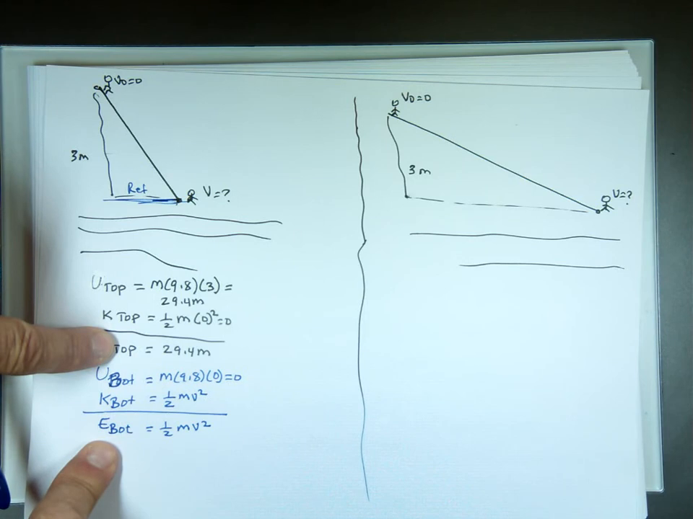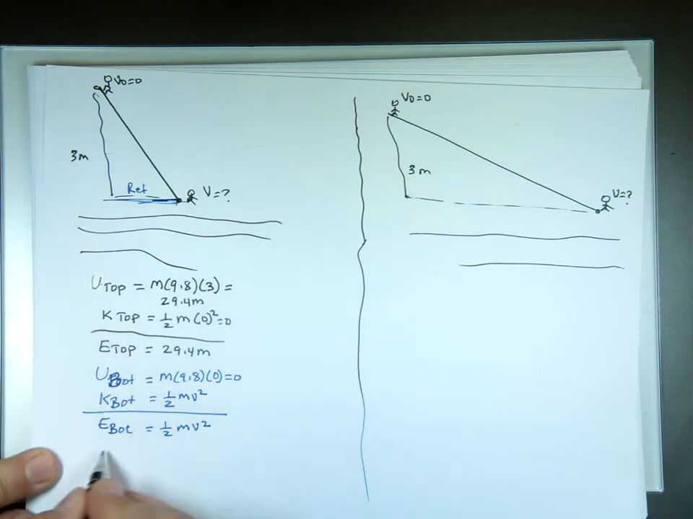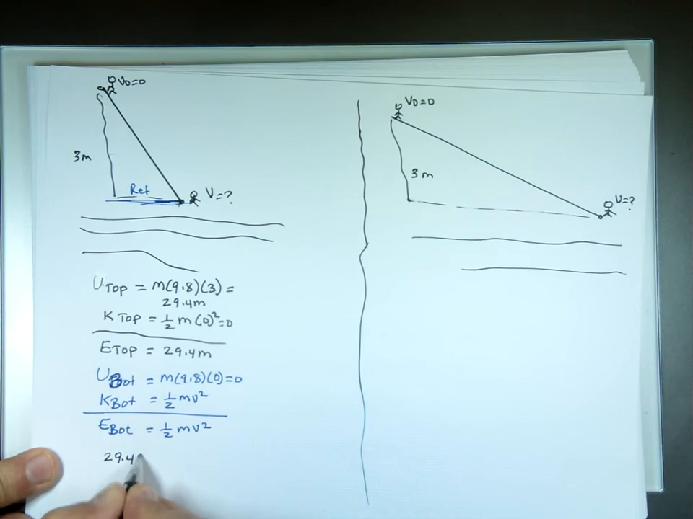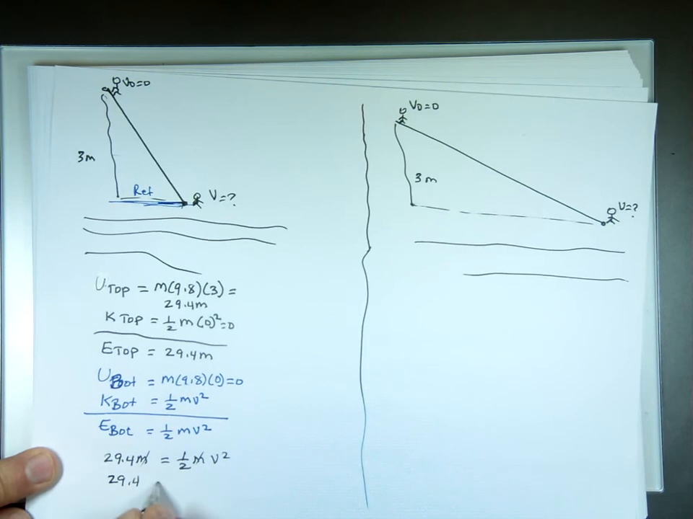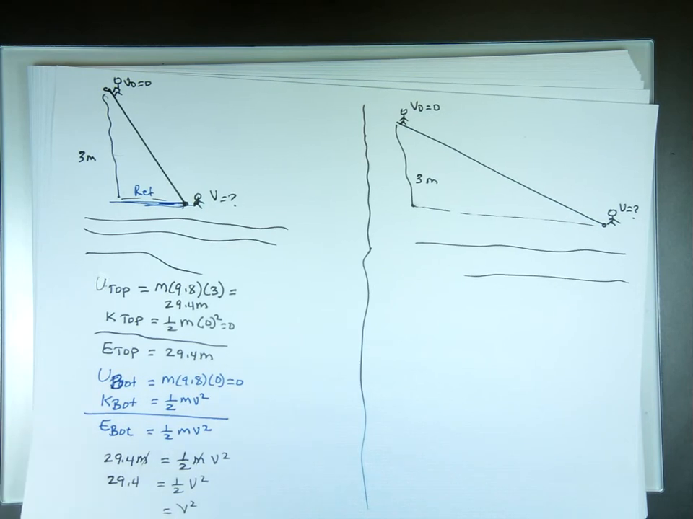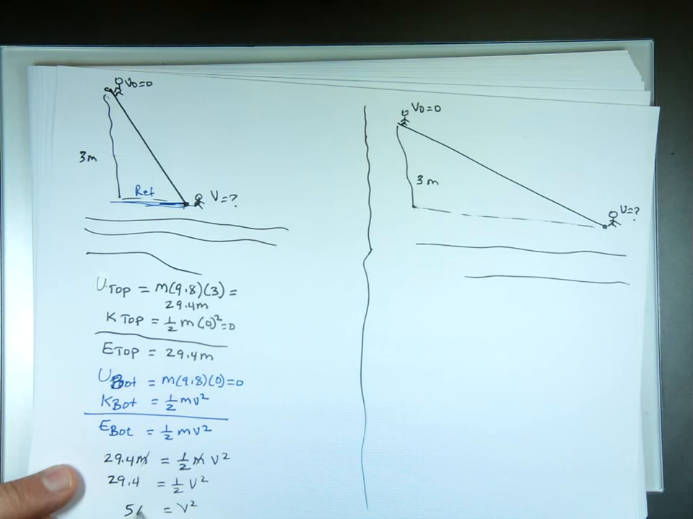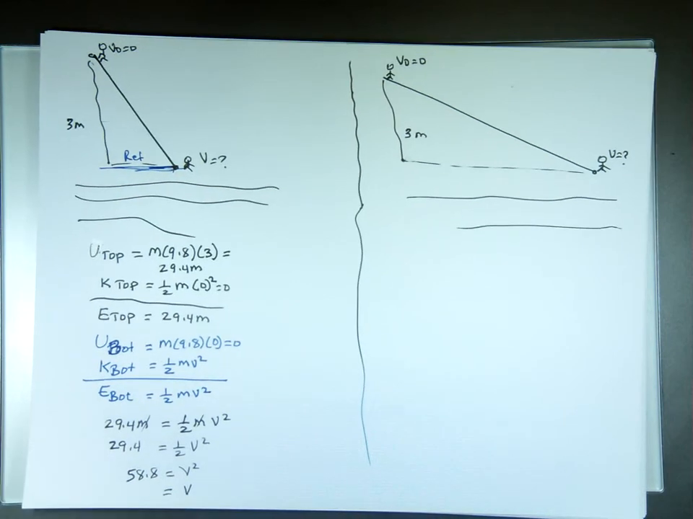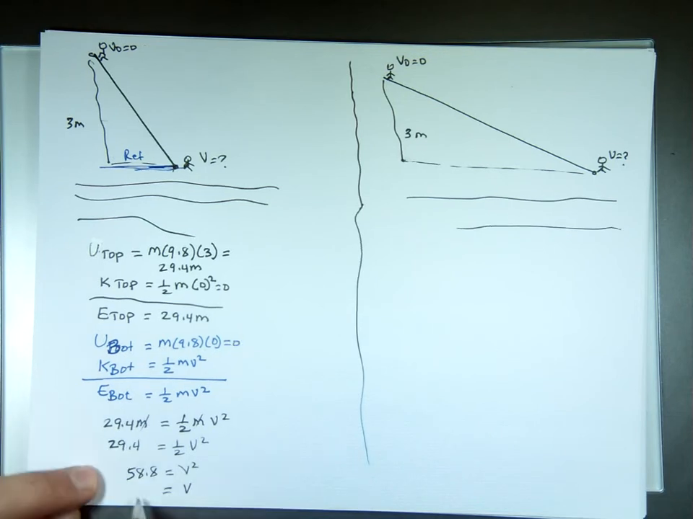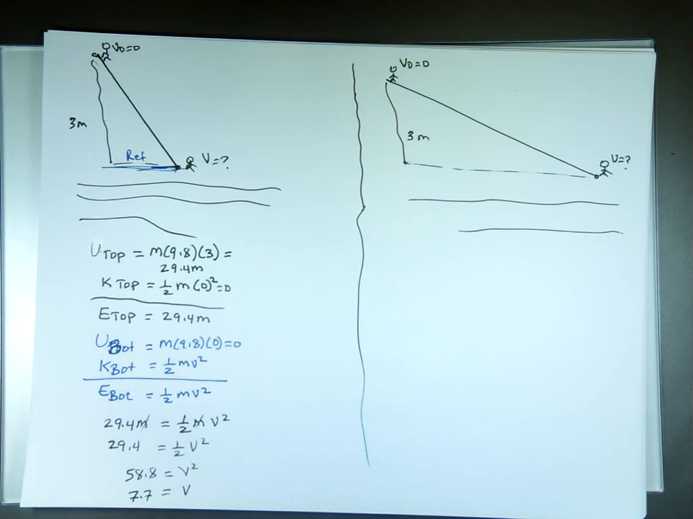So if you set them equal to each other, and since the m shows up on both sides, we can cancel it. 29.4 times 2, 58.8. And what's the velocity when you hit the bottom? Is that the square root of 58.8, 7.7 meters per second? 7.7 meters per second.